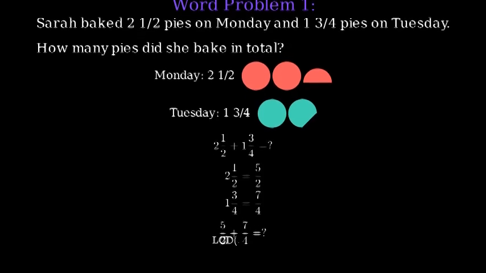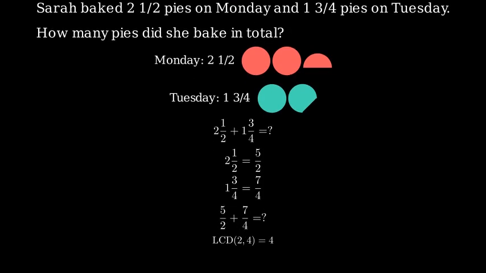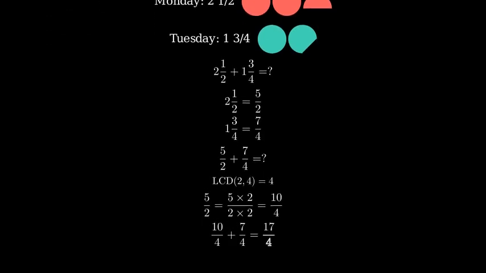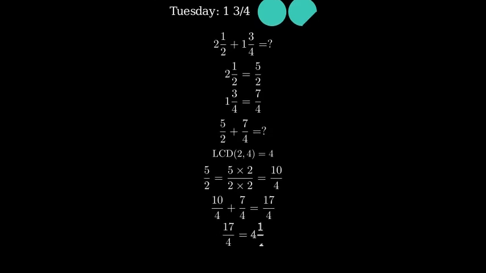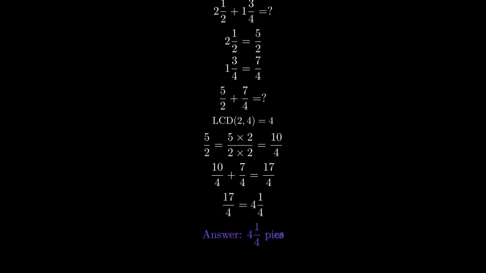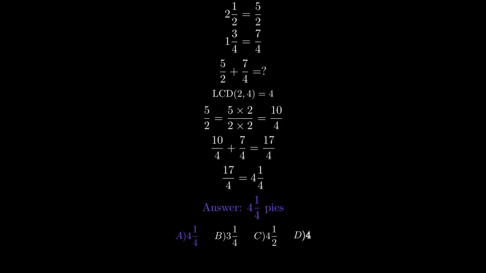To add these fractions, we need a common denominator. The least common multiple of 2 and 4 is 4. Converting 5/2 to the common denominator gives us 10/4. Now we add 10/4 plus 7/4 equals 17/4. Converting back to a mixed number, 17/4 equals 4 and 1/4. So Sarah baked a total of 4 and 1/4 pies, which matches option A.